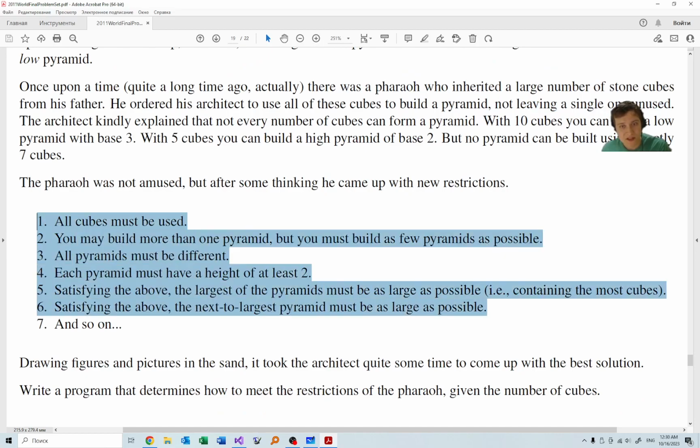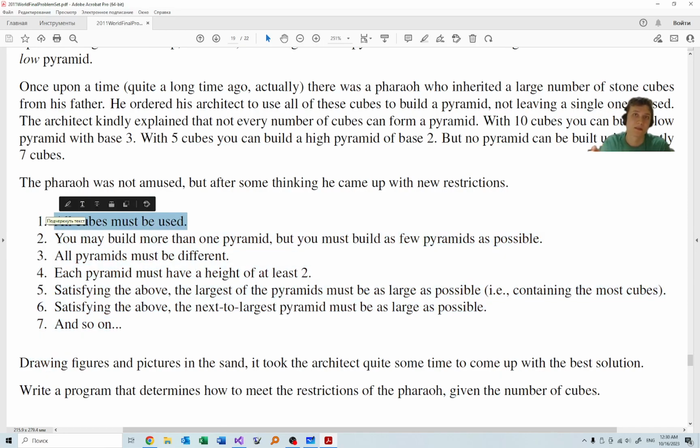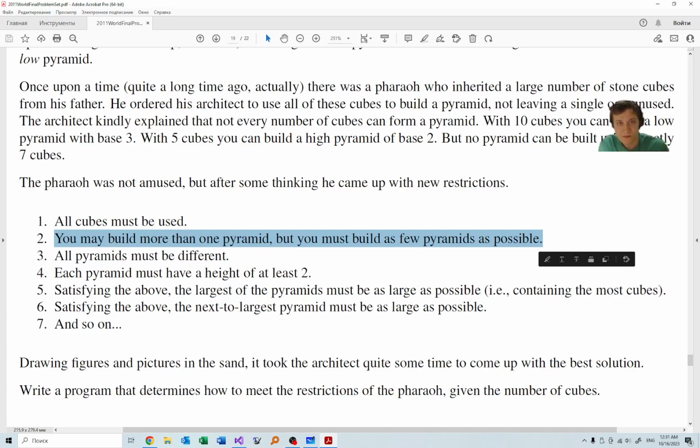And the restrictions are here. We need to spend all our cubes to build one or more pyramids, but the minimum possible number of pyramids. Also, all pyramids should be different. The height should be at least 2, as I said. And also, if we enumerate them from the biggest to the smallest, then the answer should be lexicographically maximal. So the largest of the pyramids should be the largest possible, the second largest should be the largest possible conditional that the maximum pyramid is already chosen, and so on.